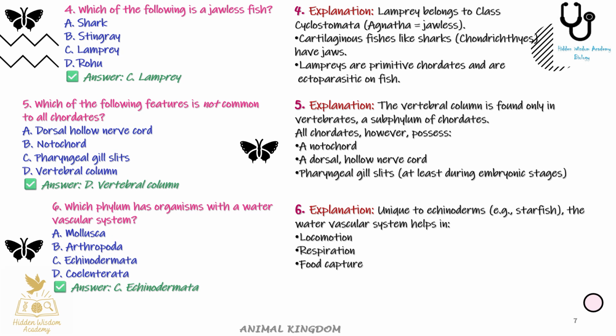This hydraulic system plays a crucial role in several physiological functions including locomotion through tube feet, respiration through dermal branchiae, and the capture and handling of food. It is one of the most distinctive features that separates echinoderms from all other animal phyla. The correct answer is option C, that is phylum Echinodermata have a water vascular system.